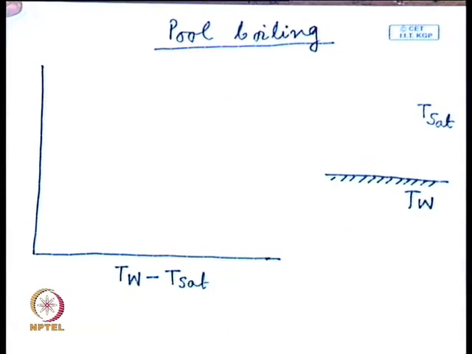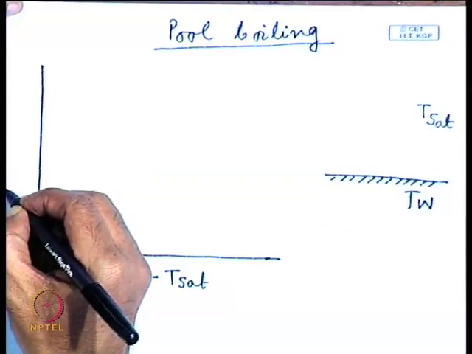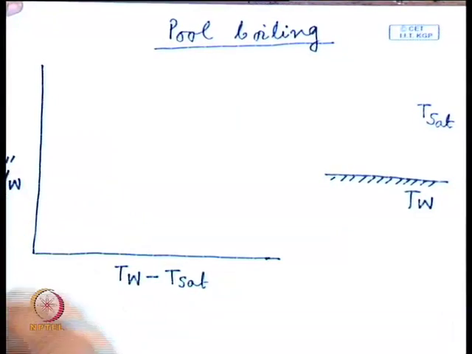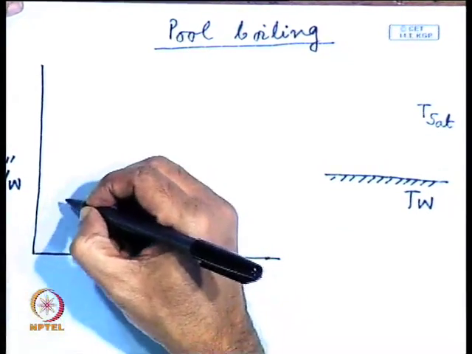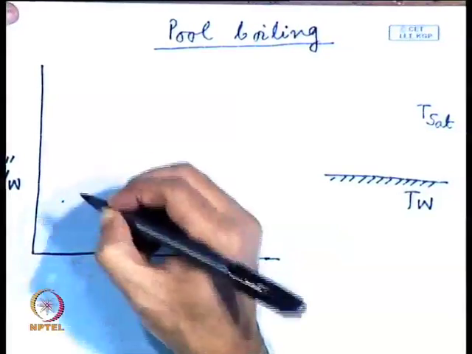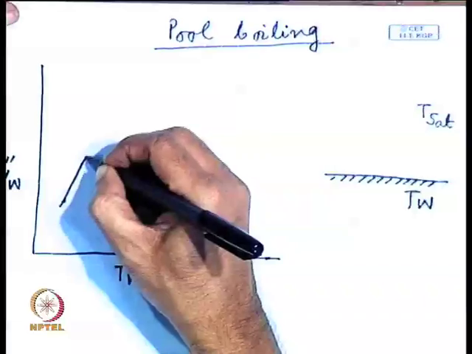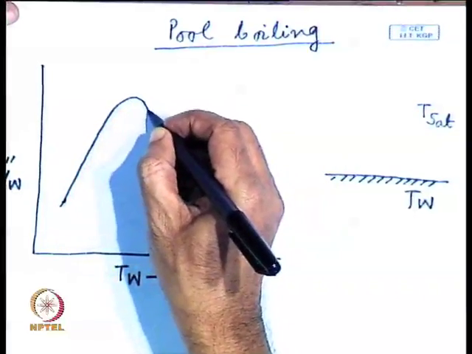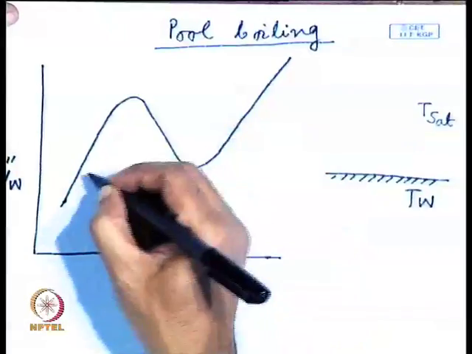As a function of this T_W minus T_sat, if we plot q_W double prime, which is the wall heat flux, then we get the pool boiling curve. Conventionally it looks like this. First, let us draw the simplest form of the pool boiling curve, then we will go to different intricacies. So, the pool boiling curve looks like this.